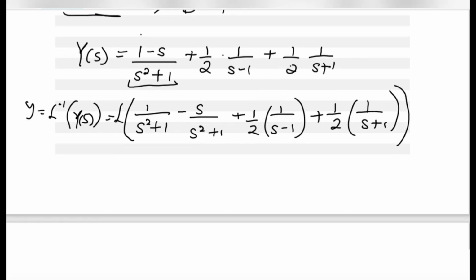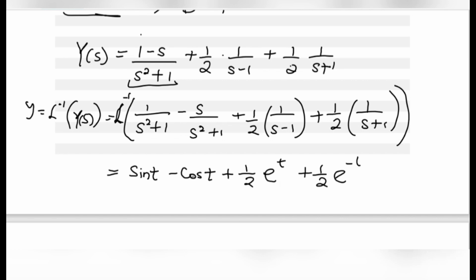And if you distribute the Laplace inverse within the bracket, you're just going to find out the first term is going to give you what? That's sine t minus cos t, because a here is 1, then plus 1 over 2 exponential t plus 1 over 2 exponential negative t. And this is the value of your y.